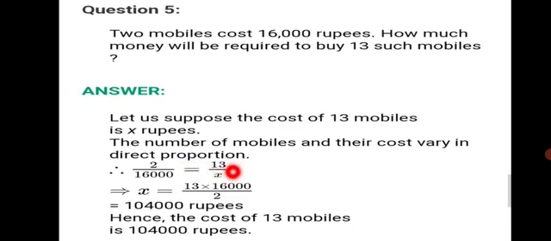So we have the equation form: 2 upon 16,000 is equal to 13 upon x. Arrange it. You get x is equal to 13 multiplied by 16,000. Cross multiply. So 13 into 16,000 divided by 2 is equal to 1,04,000 rupees. 2 8s are 16, and 13 into 8,000 is 1,04,000 rupees. Hence, the cost of 13 mobiles is 1,04,000 rupees.